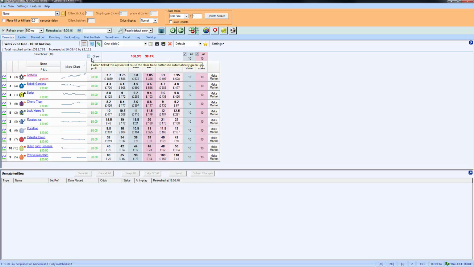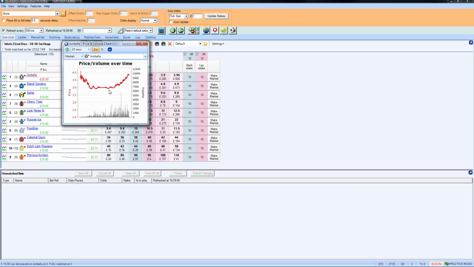But the thing I recommend doing, and the thing I recommend you doing if you're trading seriously, is to hedge all positions. So you can see here, for our £10 lay bet, we've got a return of £2.21. And it's about time now that we want to exit our position. There's only a minute left before the start of this race. They're going to start loading soon. So we want to get out of the market and take our profit.